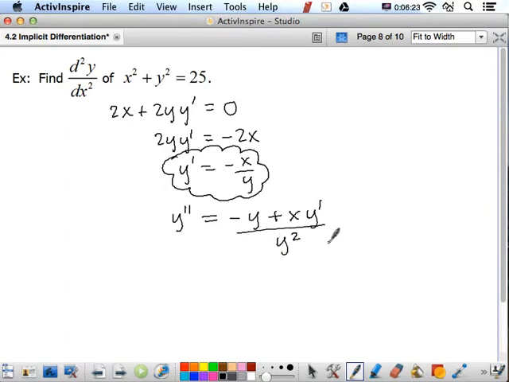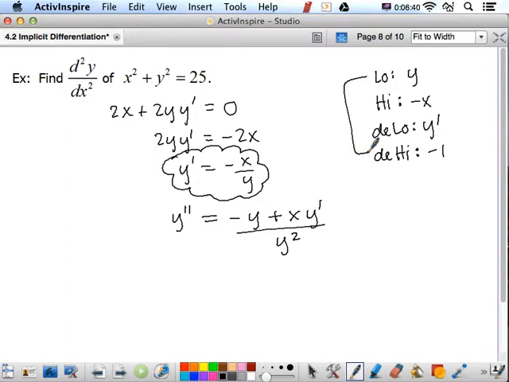So I'm going to go through that one more time. I did the low and the high, and I did d low, and got y prime, and I did d high, and got negative 1. Then I multiplied low d high, so that was negative y. And then I said minus high d low, so minus negative x y prime, so I've changed that to a positive, over low. That is my second derivative, technically. So your calculus is done.